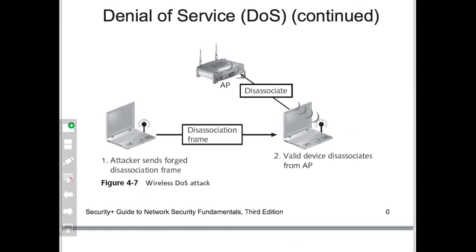So the attacker sends a forged frame to a machine, to a laptop, to disassociate the valid access point frame, and then he forges it in such a way that eventually the laptop is now associating itself with the attacker machine and not the valid access point. Okay? And that's another way to do it.